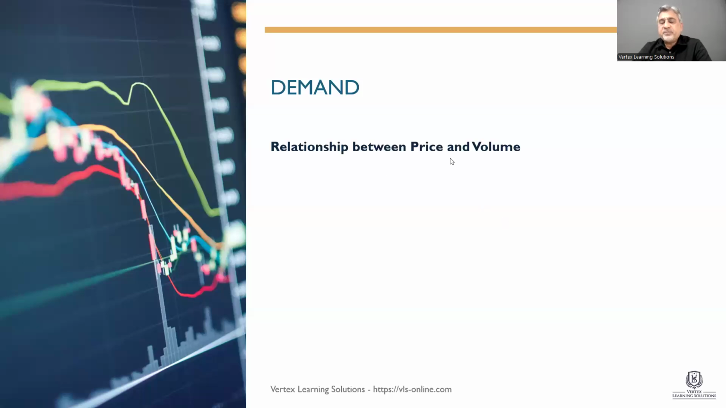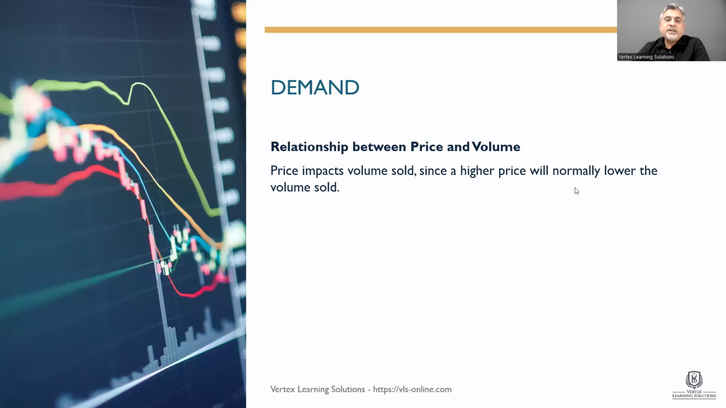So, the relationship between price and volume. Here by volume we mean demand, like the volume of sales. So price impacts volume sold. Since a high price will normally lower the volume sold, we understand that if price goes up, demand will fall.